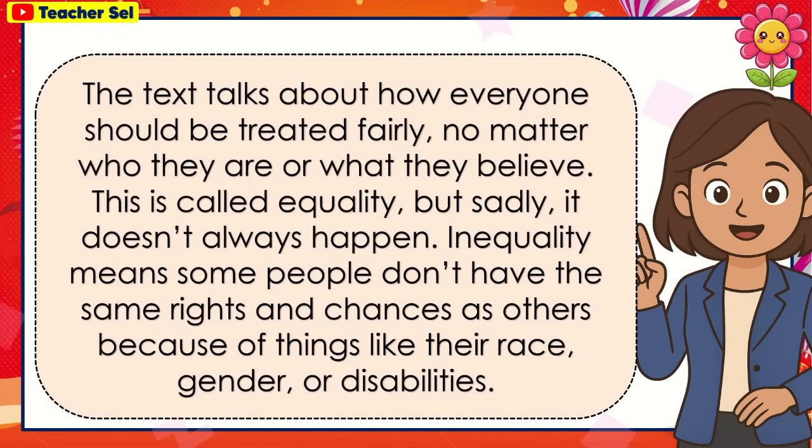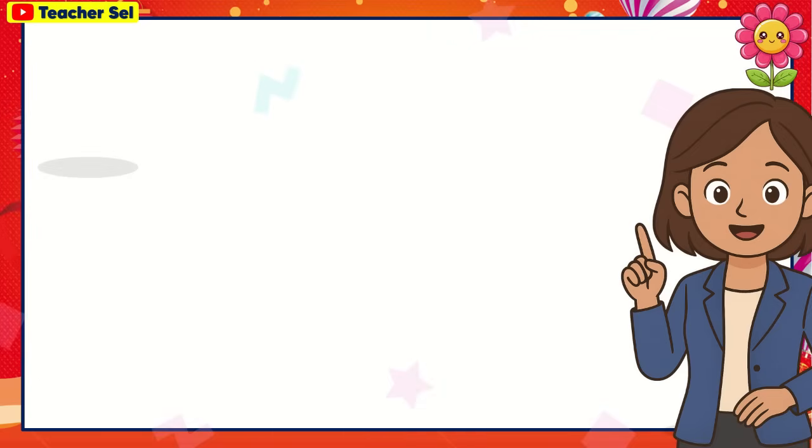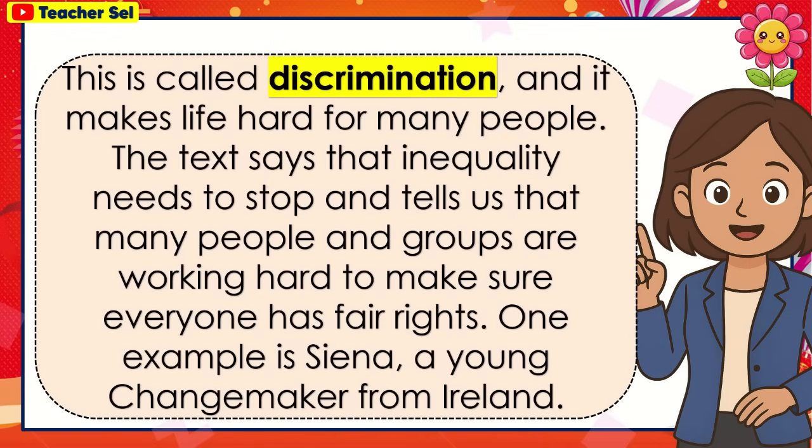The text talks about how everyone should be treated fairly, no matter who they are or what they believe. This is called equality. But sadly, it doesn't always happen. Inequality means some people don't have the same rights and chances as others because of things like their race, gender, or disabilities. This is called discrimination, and it makes life hard for many people.